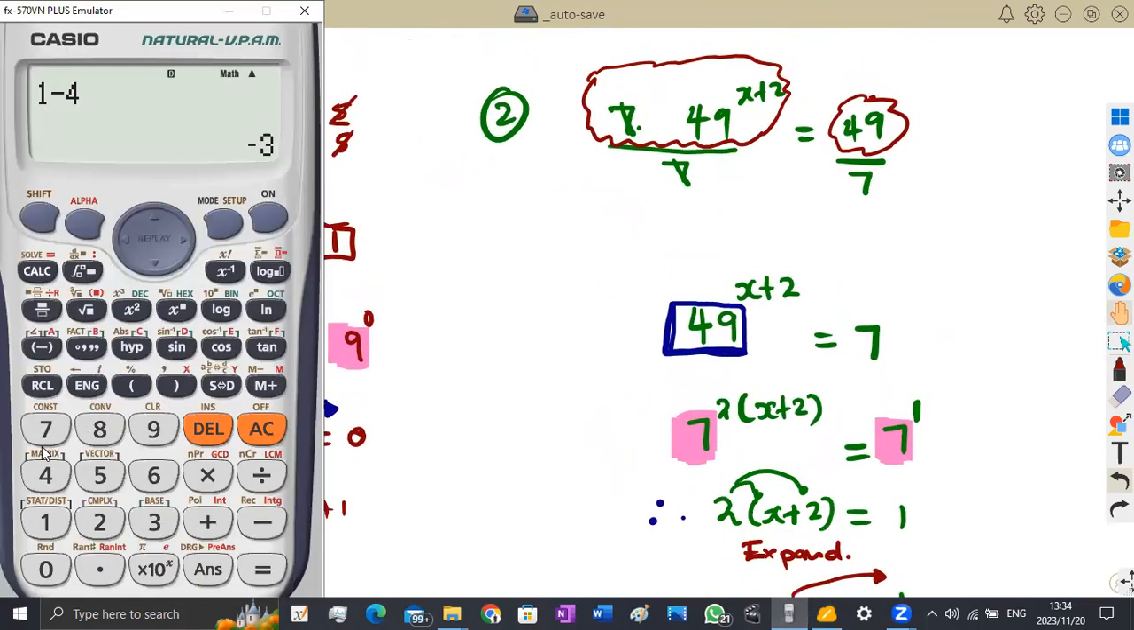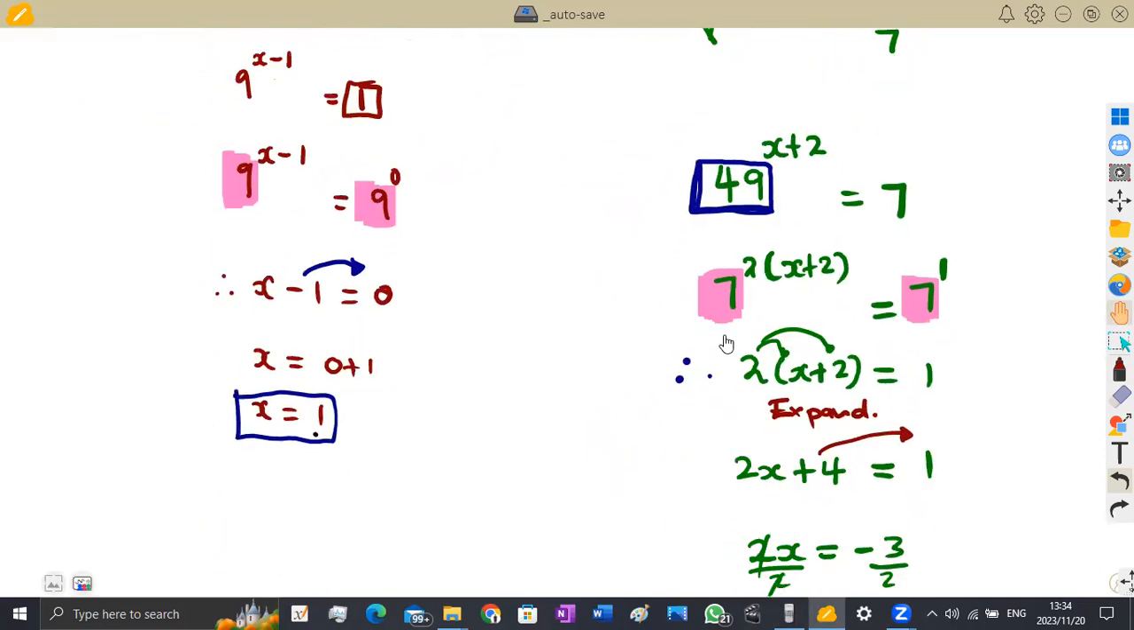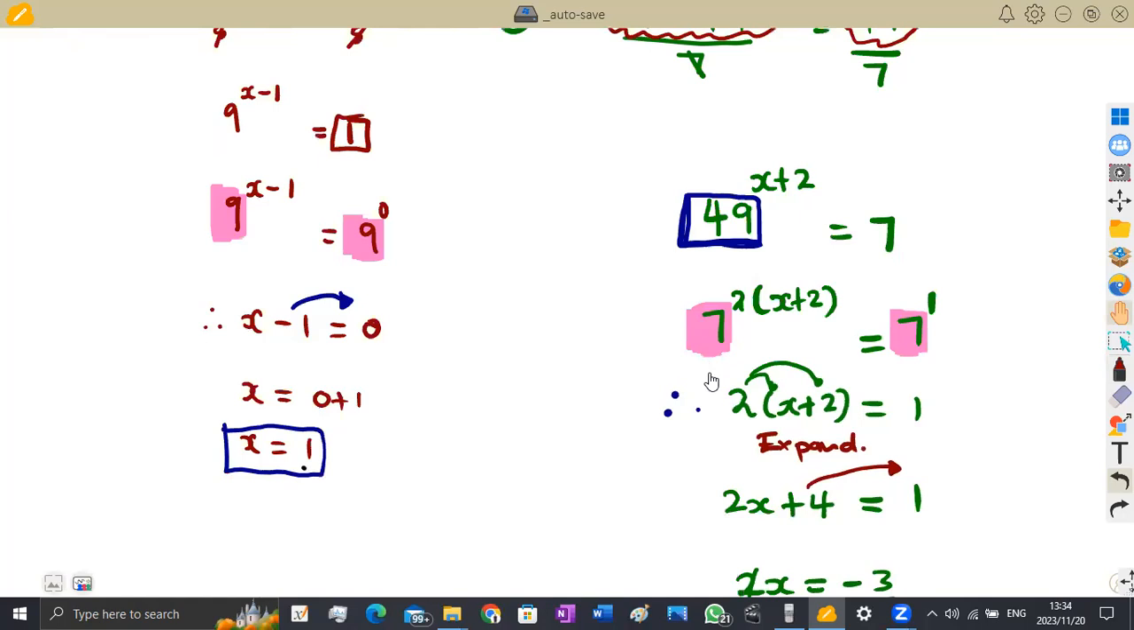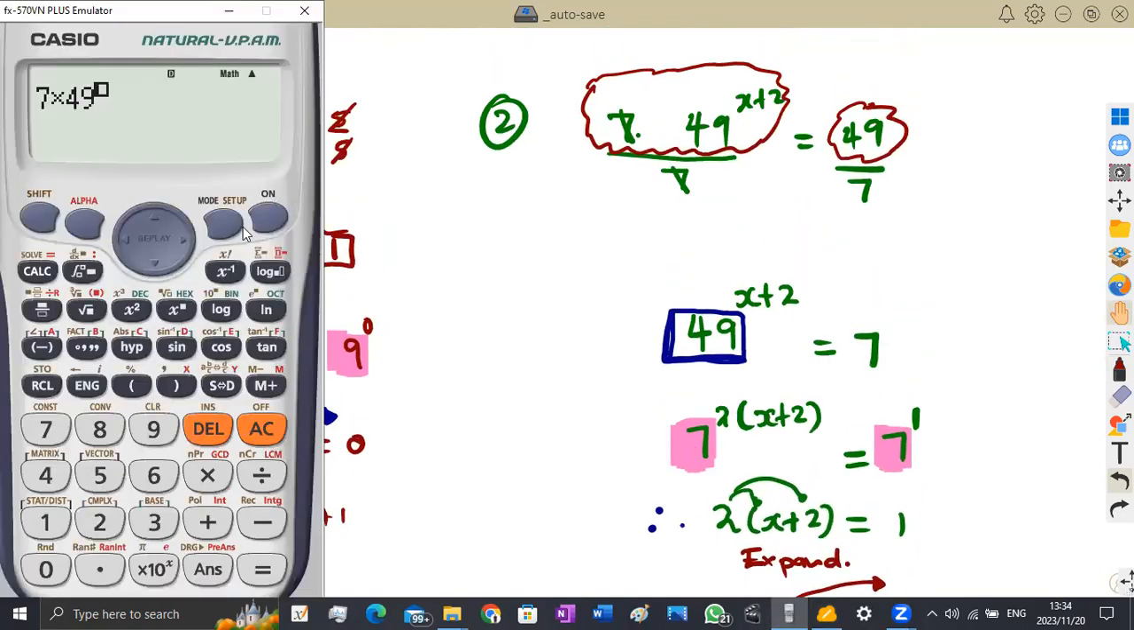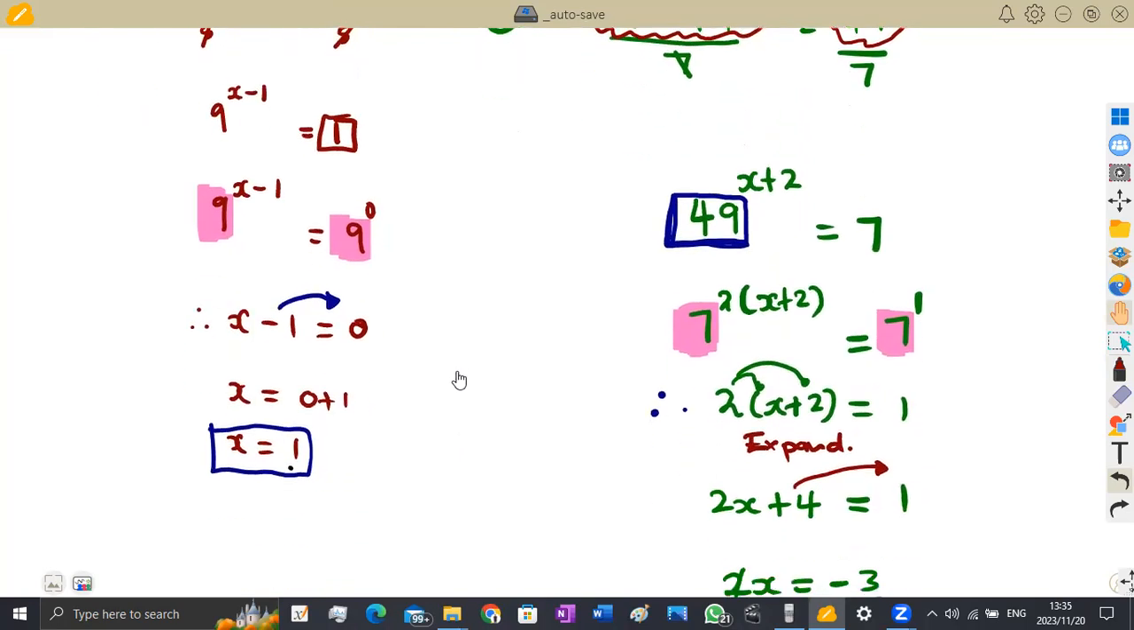Let's prove 7 multiplied to 49 to the exponent of x. Remember, our x, we said, is -3/2. So you're going to substitute -3/2 there, plus 2 on the exponent. Okay, we get a 49, which is the same as this 49 that we see there. So it means our x is very correct.